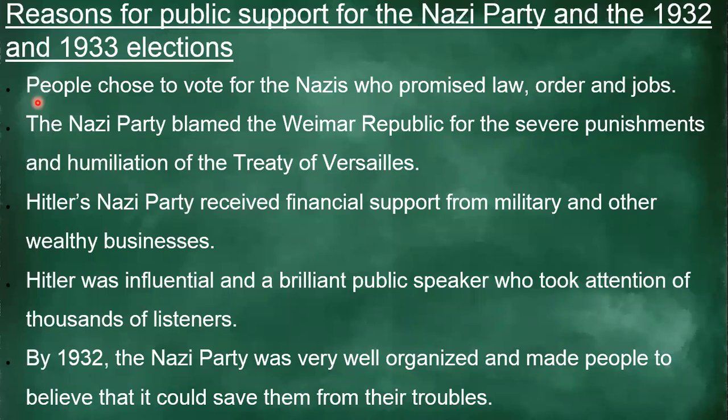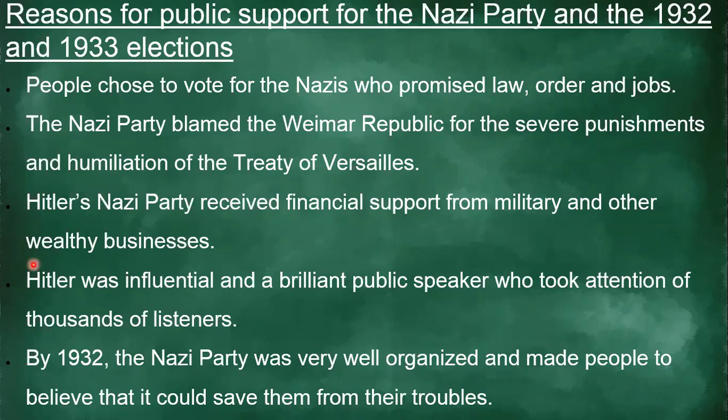Why were people supporting this Nazi party? People chose to vote for the Nazis who promised law, order, and jobs. So this Nazi party was very clever. They were promising what? People, different things. Okay, so they just wanted their support. The Nazi party blamed the Weimar Republic for the severe punishments and humiliation of the Treaty of Versailles. Hitler's Nazi party received financial support from military and other wealthy businesses. So you can see the support it was getting from the wealthy businessmen.